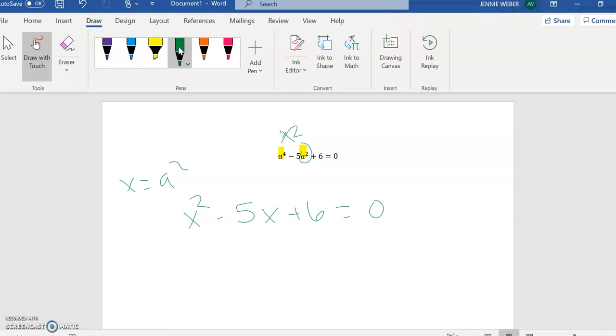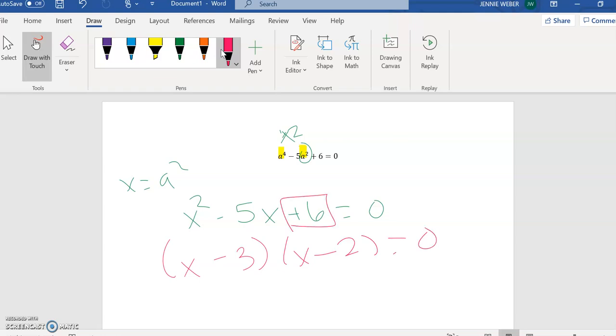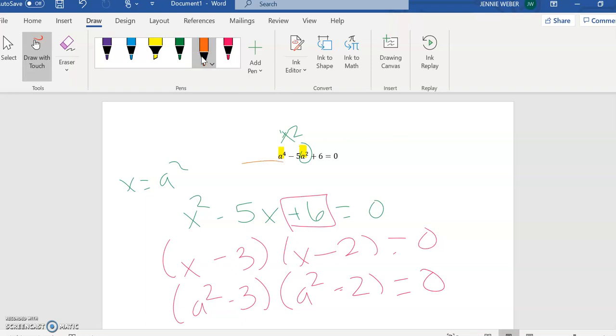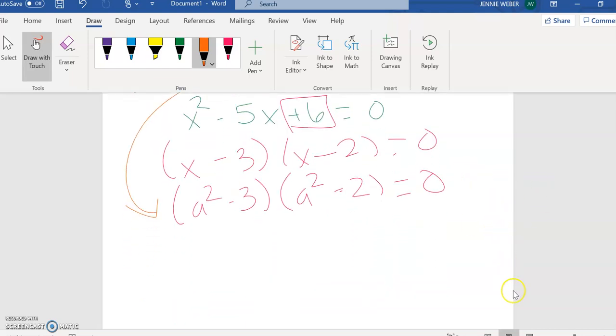Then we're going to factor this equation. Now this is actually factorable: x minus 3, x minus 2, because the 6 has to add to 5, matching the sign. The issue though is I now have to put back in the a squared: a squared minus 3, a squared minus 2 equals 0. I usually just go from here to here. I can see that it's factorable. But writing it out, that's what you're actually doing.